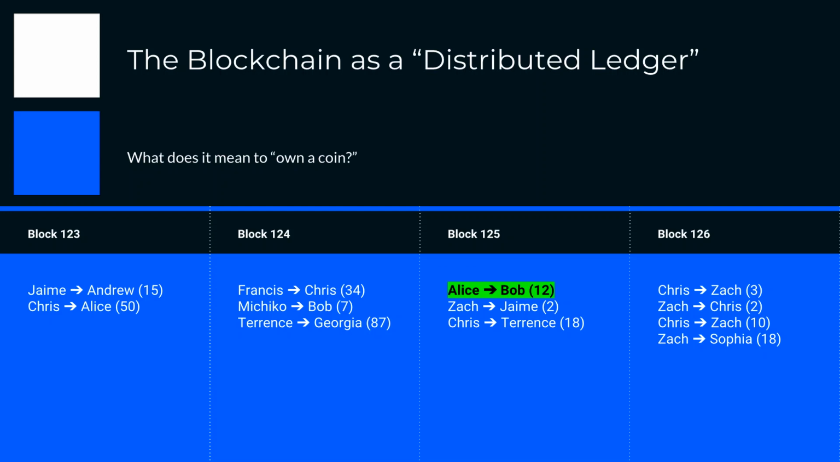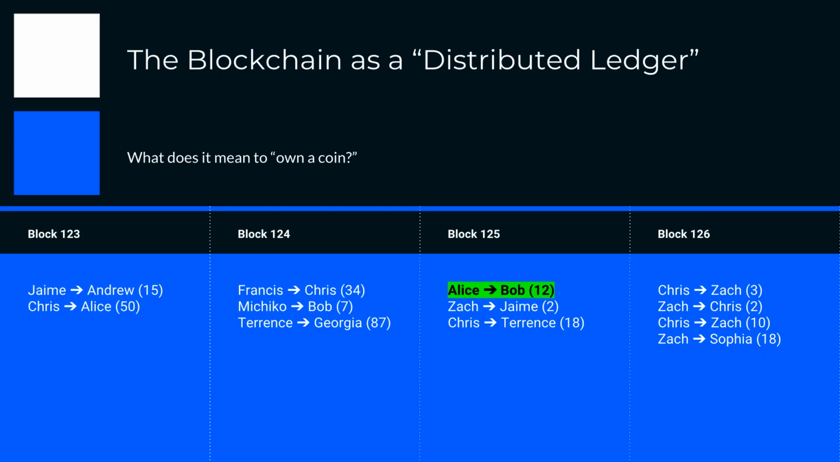Before we get into that, let's talk about the blockchain as a distributed ledger. Distributed meaning everyone has a copy. So Chris has a copy, Bob has a copy, Alice has a copy, and ledger meaning it's like the history of transactions that have occurred in our cryptocurrency network. Yay, it's getting even closer to looking like a cryptocurrency, this project.